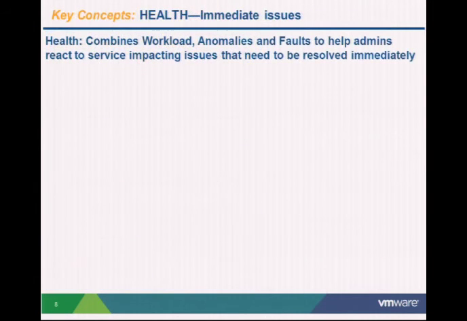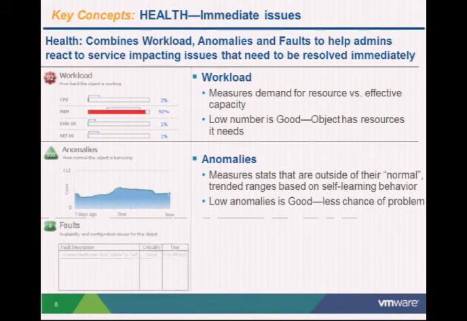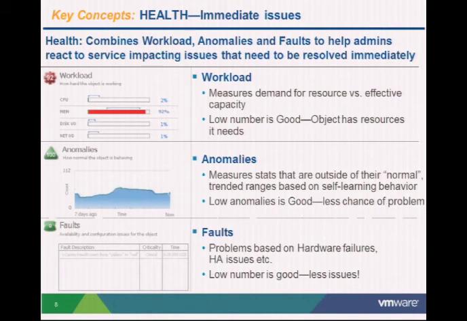So let's take a look at these three badges I just talked about. I talked about health, and that informs immediate issues. So what does it really tell you? Health is a combination of three sub-badges. One is called workload, the second is anomalies, and the third is faults. What workload tells you is how hard you're pushing this resource. Is the demand for that resource exceeding the allocated capacity? We have a score for that. Obviously, a low number is good here, but you may see workload scores more than 100. It's not a limit. It can be even 300, 400, 1,000. It just informs you how many multiples the demand actually is.